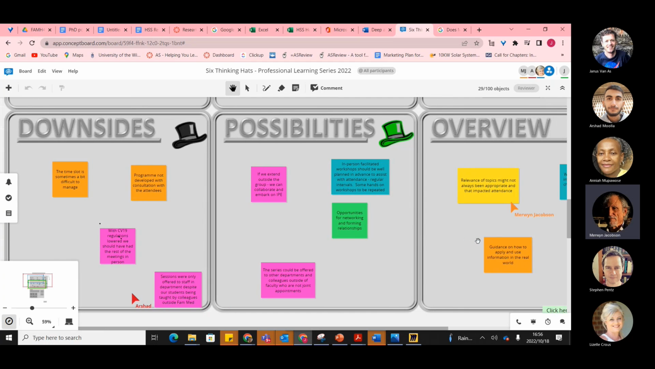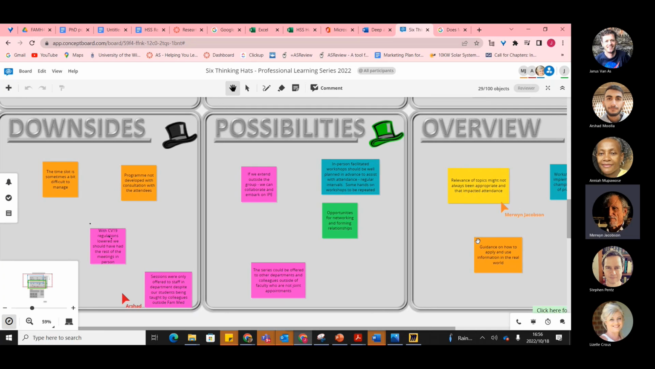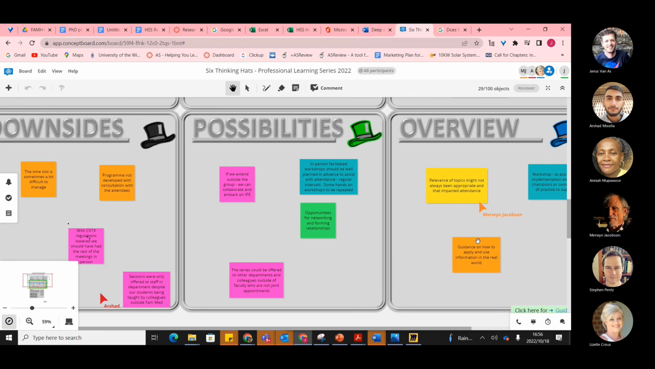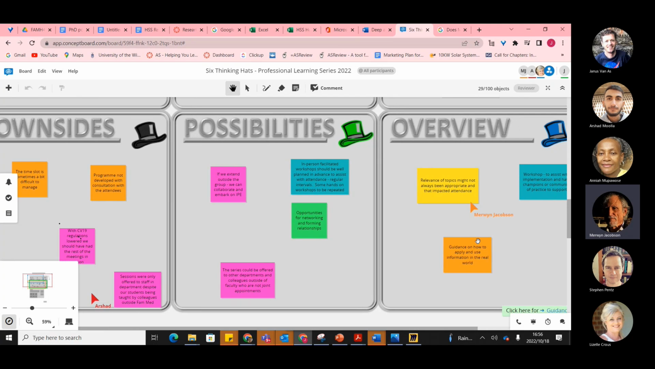In terms of our green hat, it provides us with opportunities for networking and for forming new relationships. The series should be offered to other departments and colleagues, again, emphasizing some of Stephen's thoughts, outside of the department, outside of the faculty, who are not joint appointees, and we can collaborate and embark on IPE as a result.